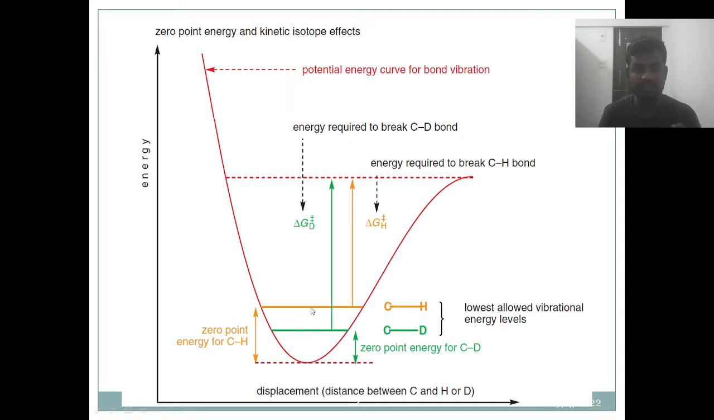On the right side we saw the lowest allowed vibrational energy levels. This is the lowest vibrational energy level. For CH, the vibrational energy level is a little higher compared to CD. You may ask why CD is lower than CH. Basically, the equations for how reduced mass determines the vibrational energy give us that. That's why we see the lower energy. This is in the ground state, or normal stable state.